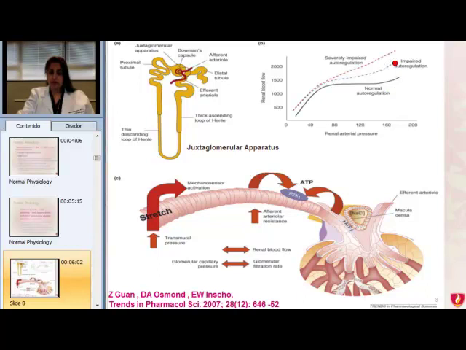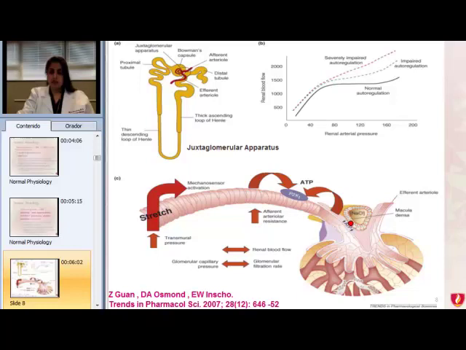Here's a graph showing rise in renal blood flow does not raise the renal arterial pressure. However, if there's impaired autoregulation, the renal glomerular pressure will rise. The autoregulation primarily occurs because of the juxtaglomerular apparatus.